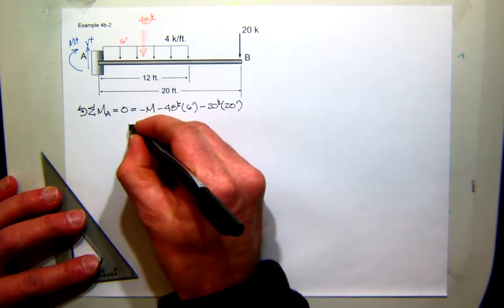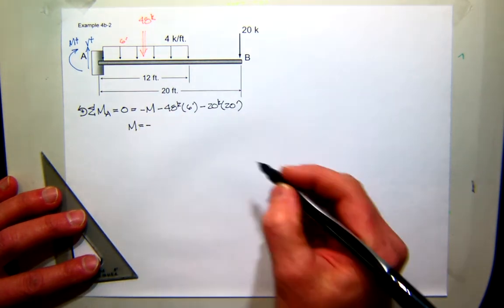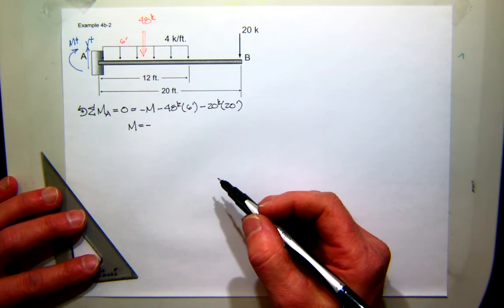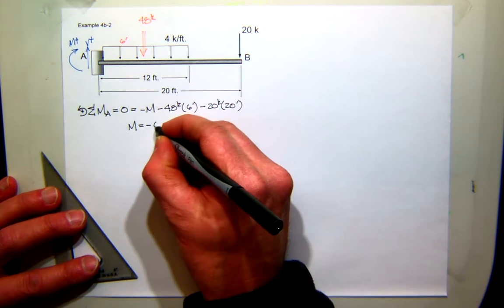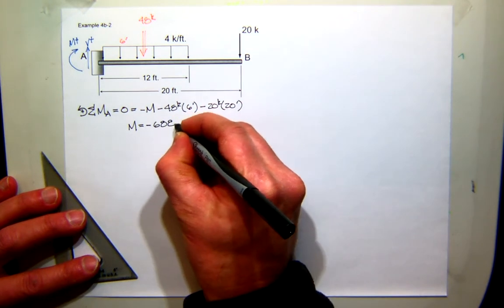So it looks like the moment is going to be negative, and whatever that is. I don't know what that is. 688. I guess I did know it. Sorry. Rain Man there.